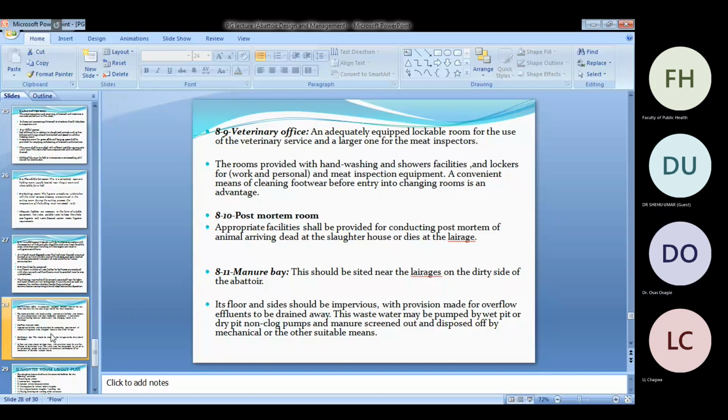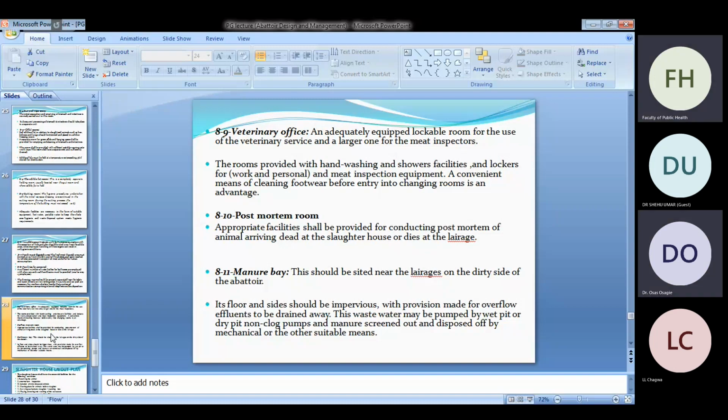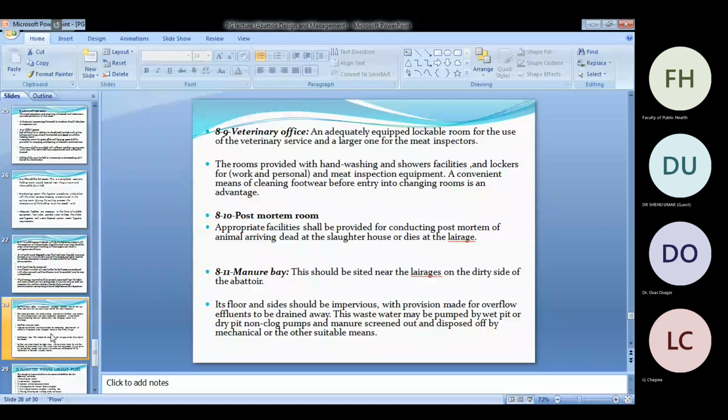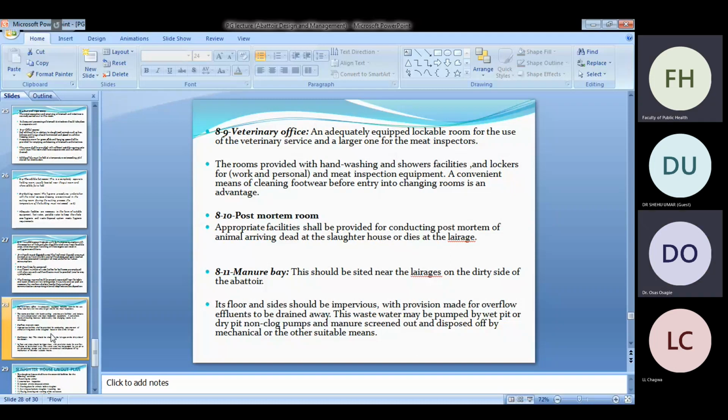So now take us to the postmortem room. We are saying that appropriate facilities shall be provided for the conduct of postmortem inspection, even for animals arriving dead at the slaughterhouse or dying at the lairage. The postmortem room, you know, PM room, is where you do postmortem inspection for dead animals. When an animal is brought dead to a particular abattoir, you do PM to investigate the likely cause of the death of the animal.